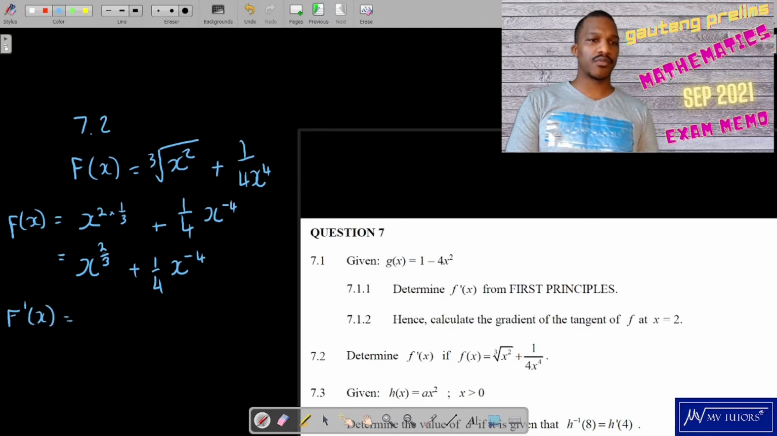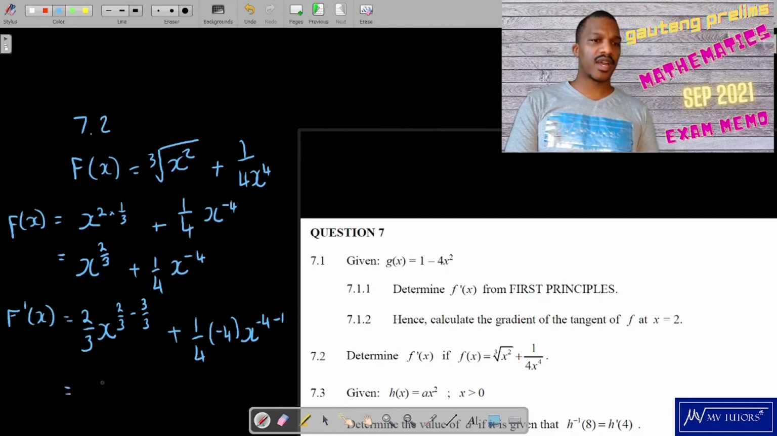Now we can do f1, we can differentiate. Okay, and we're gonna bring this down. It's 2 over 3 x, and then it's 2 over 3. We need to subtract 1, so I'll subtract 1 as 3 over 3 because it's fractions. That's how you deal with fractions. Plus 1 over 4, that's that number, and then that will be multiplied with a negative 4. Okay, and then x to the minus 4 minus 1.